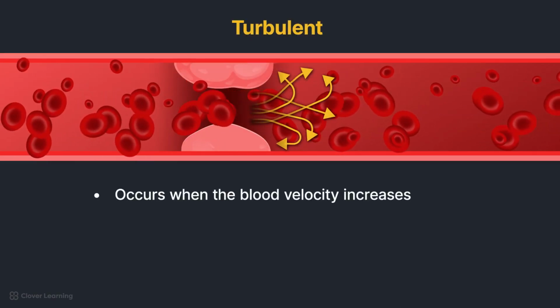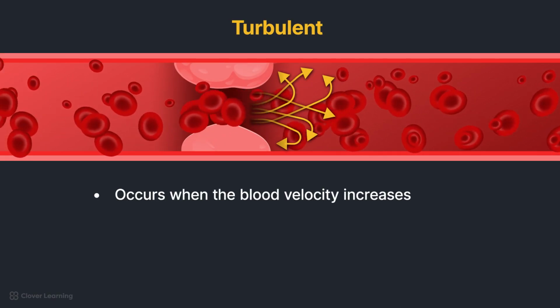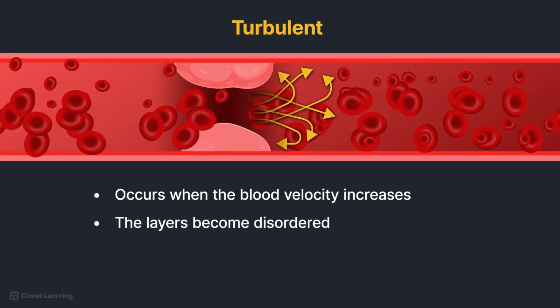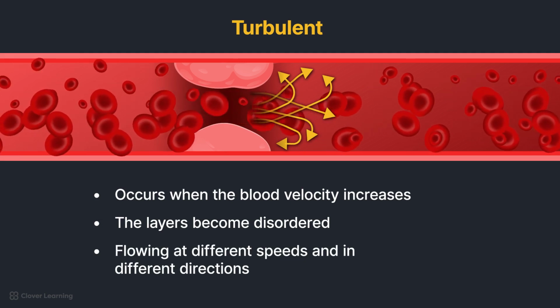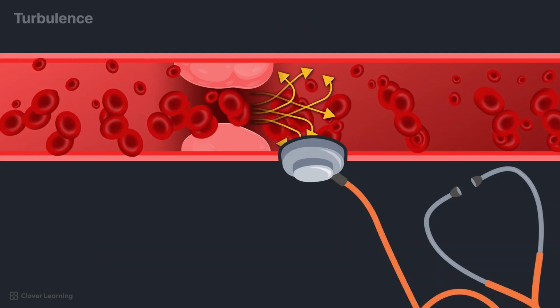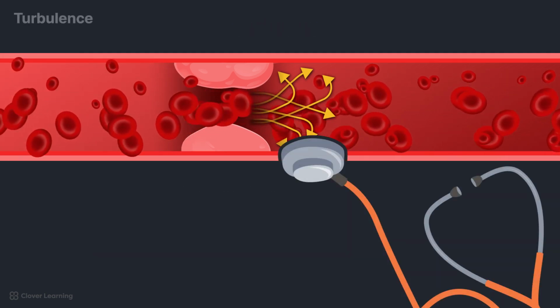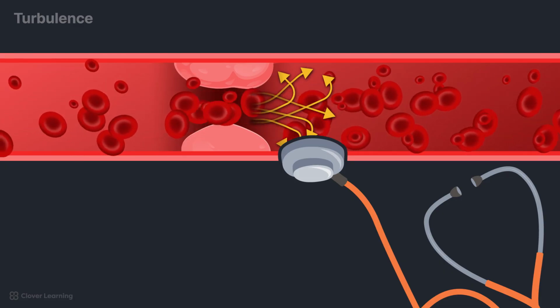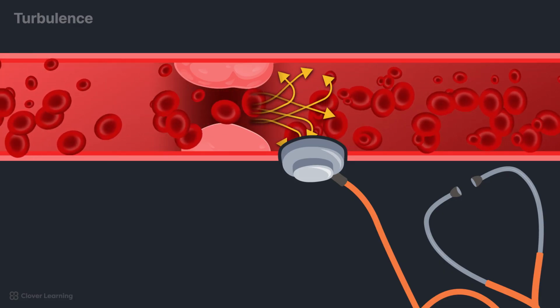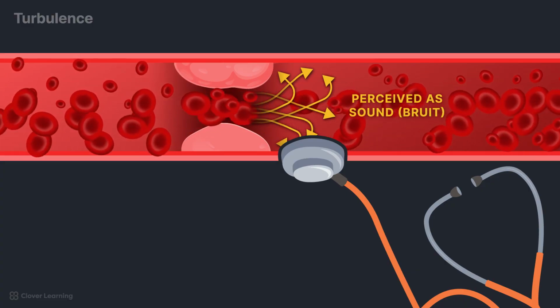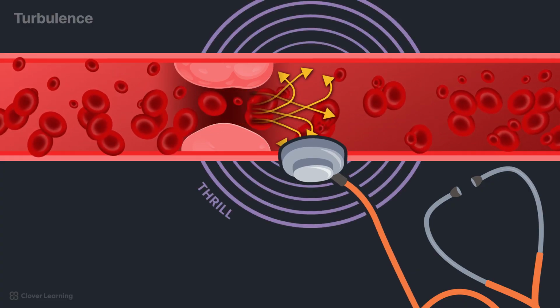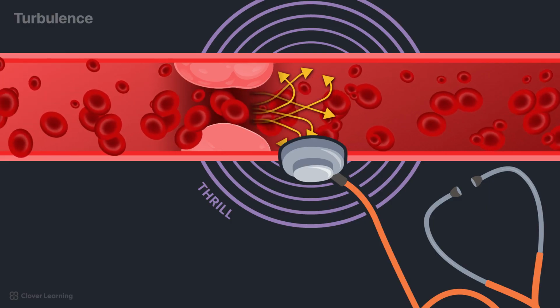Turbulent flow typically occurs when the blood velocity increases to the point that the layers no longer flow in parallel, but instead become disordered, flowing at different speeds and in different directions. This results in eddies or swirls of blood flow, which can be perceived as sound. Turbulent flow generates a sound called a bruit that can be heard by a stethoscope. Turbulent flow also causes vibrations that can be felt upon examination, called a thrill.